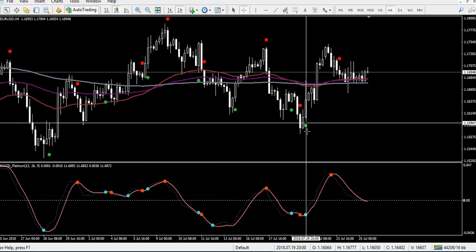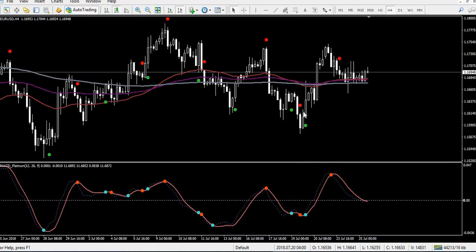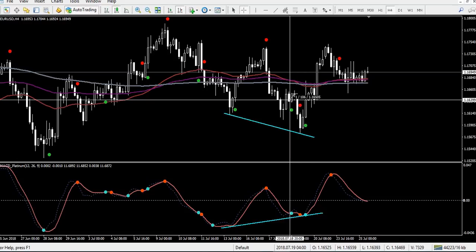But this is followed up by another buy trade not long after, and you could even consider that one. You'd be backed up by some sort of divergence there. Look at that, I can spot it already straight away. Price is going down, MACD's going up, bullish divergence. Take that buy there.